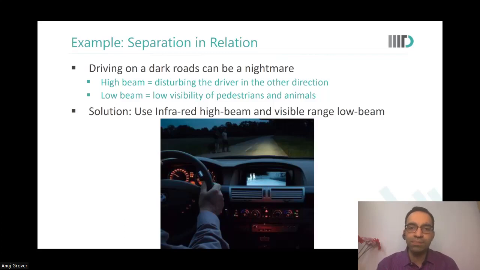Now, for whom do you want it to be high beam? For the pedestrians. Who do you want it to be low beam? For the driver coming from that side. So keep the visible range light in low beam and infrared light in high beam, and you will be able to solve the problem. You remember this? So you offered a different solution for different relationships there.